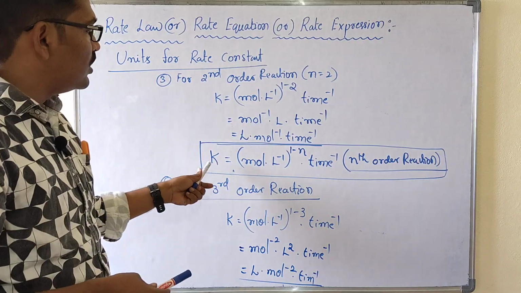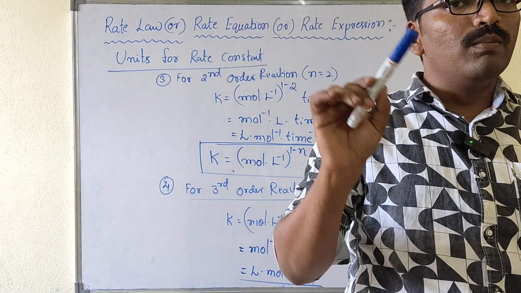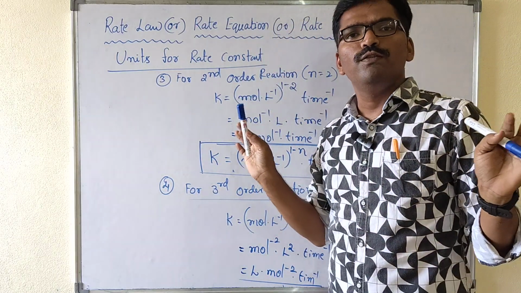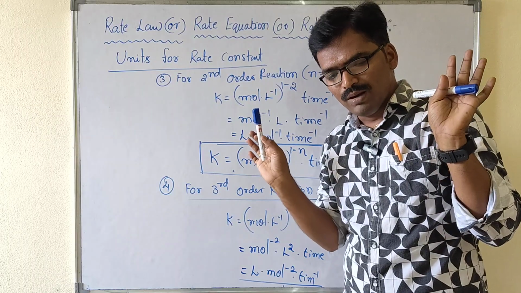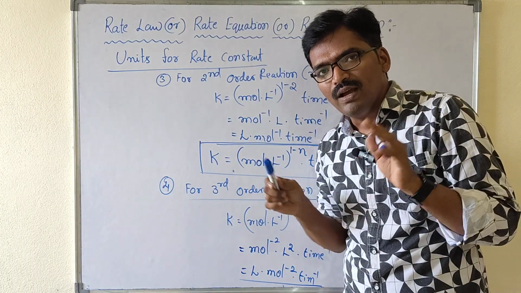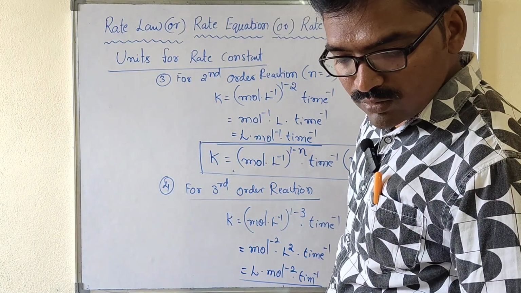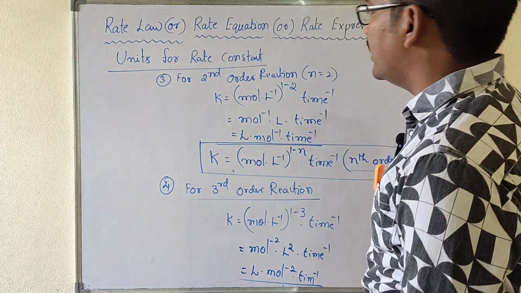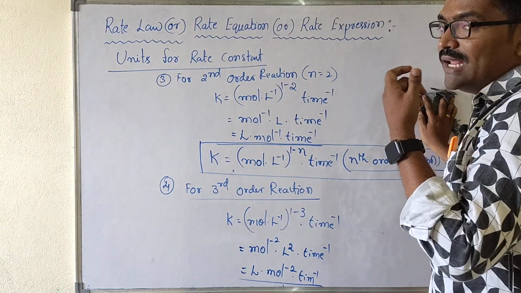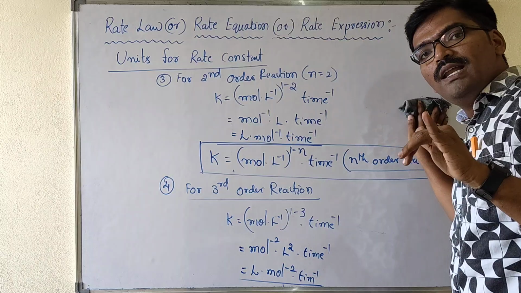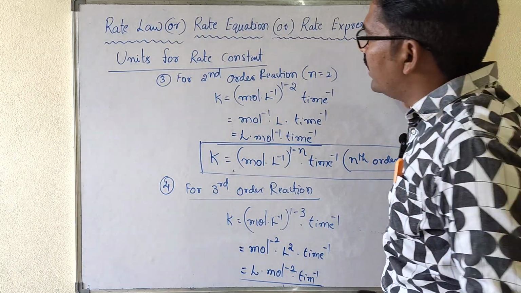So for nth order reaction you have to remember K is equal to mole liter inverse to the power 1 minus n, then time inverse. If you remember this, then all the units you can remember easily. Understand, right? So once you find out the units of rate constant, you have to go for rate law or rate equation for elementary reactions and complex reactions. How to find that, we have to discuss.